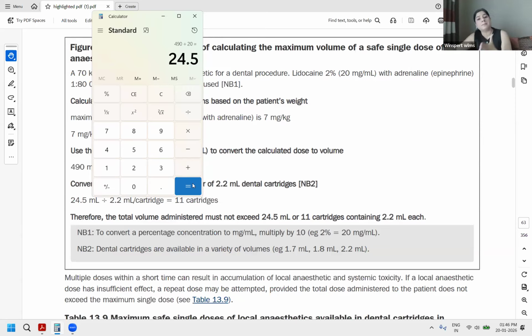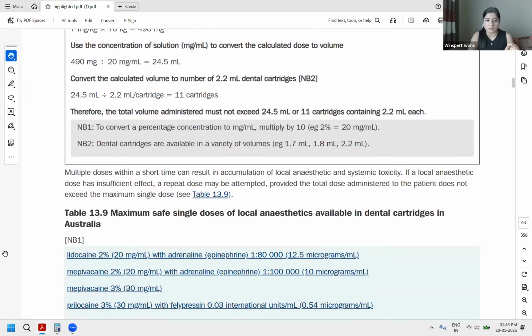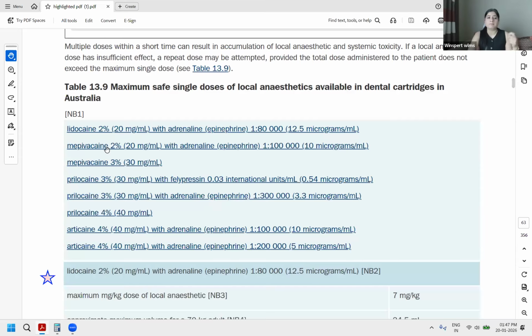For mepi, it would be divided by 30. For articaine, it would be divided by 40. 3%, 2%, 4%, like that, right? So far, this much is clear. This is the basic. If anything comes, suppose mepi comes, articaine comes, lignocaine comes, always remember the percentage of the solution: for lignocaine it is 2%, mepi has 2 and 3, prilo has 3 and 4, articaine is 4, right?